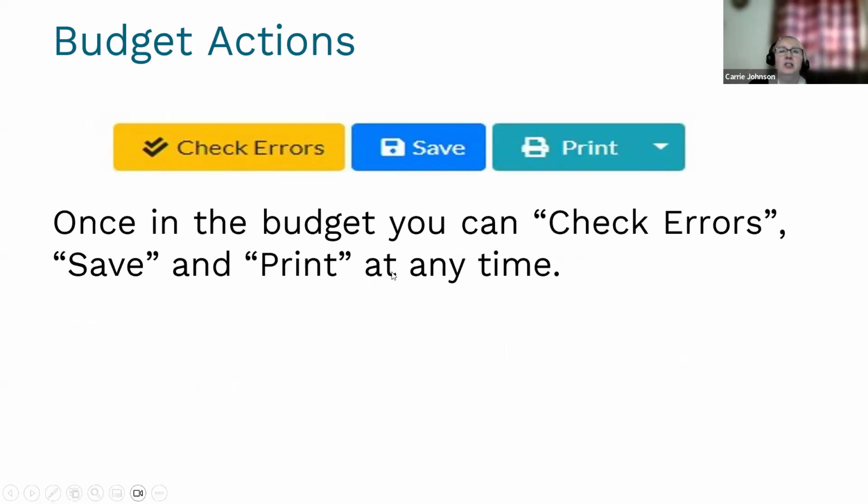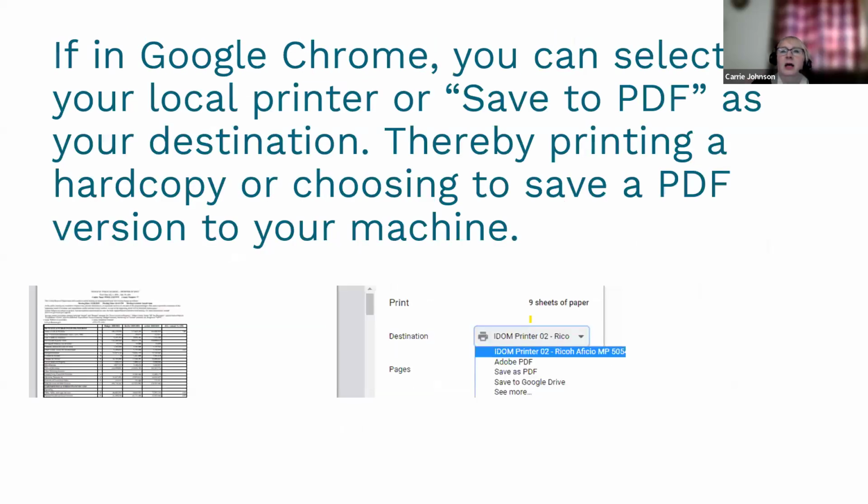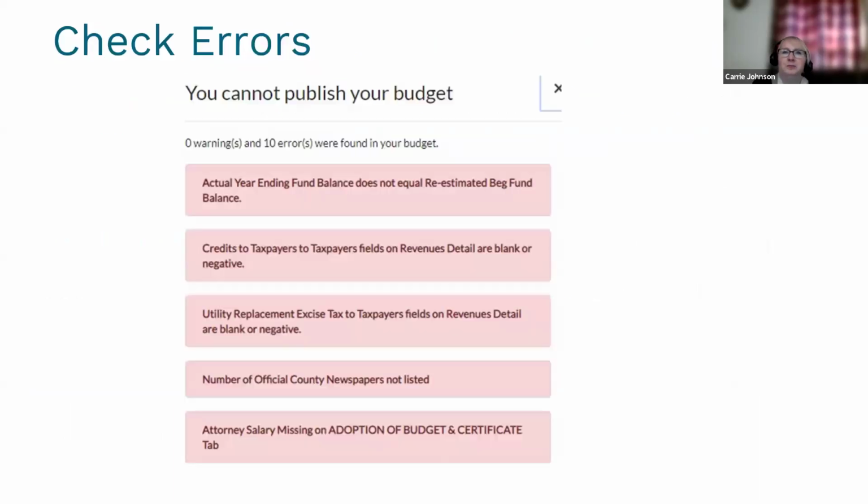When you're in the budget, you can always check errors. We do say, please save often. You can print the full budget at any time. You can print the current tab at any time, just the page that you're working on. Once you propose your budget notices, you can print the publication notice off. You save it to PDF as your destination, so you can have it on your desktop, or you could print a hard copy. That's up to you.